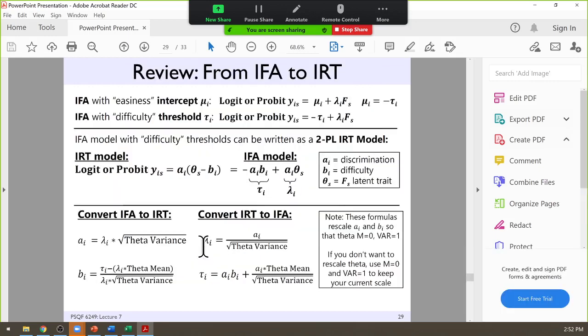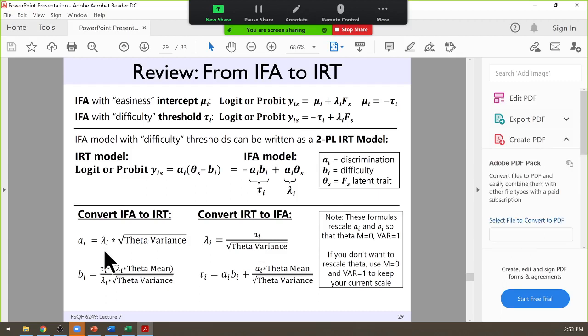So if I have a loading, I can get an A out of that, or vice versa. So I'm going from IFA to IRT. If I have a loading, I only need to know what theta variance is to turn that into an A. If I have a threshold, I need to know what the loading is, the theta mean, and the theta variance to turn that into a B. So I am doing model constraint lines to do these two equations right here to get A's and B's. That's what I'm doing.